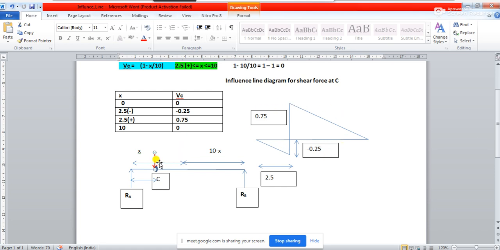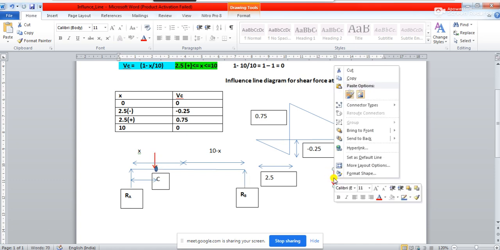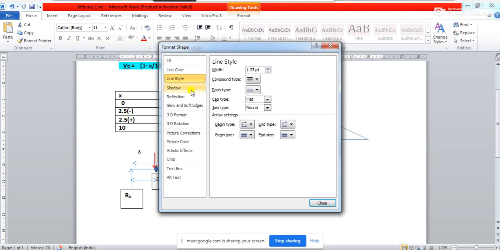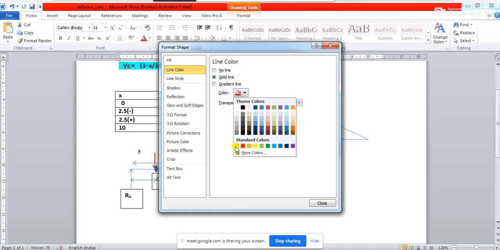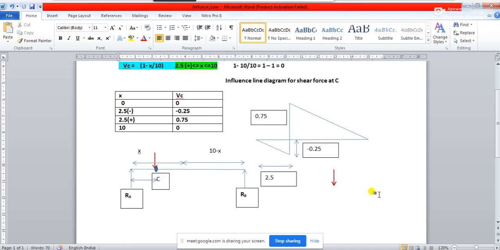Now let's say instead of this load, let us take this load, and let me change the color so you will clearly understand. So let's say I change this color to this. Let's say this is your 4 kilonewton load. Okay, now if this load moves over this beam, you see what will happen.